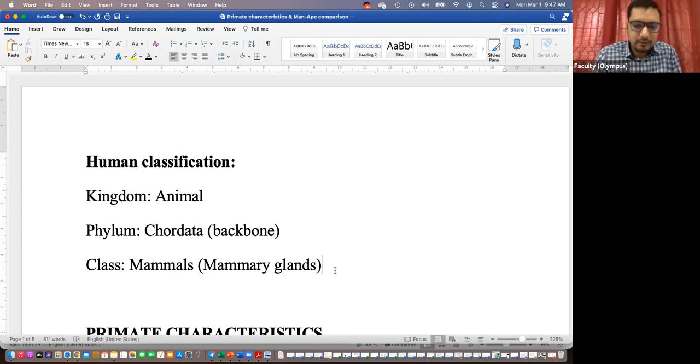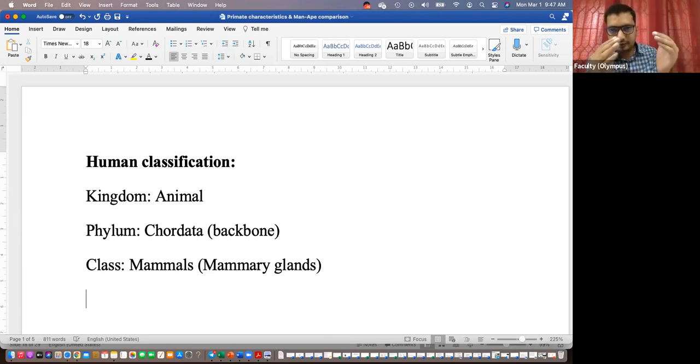So class mammals. And then as you see it, we become more and more specialized as we go down. We were all animals. Cats and us can be put together. And then backbone, we could separate them based on the presence of backbone. And then we are mammals. The way we actually raise children and have children is different. So we actually are put under mammals. So mammals, mammary glands. That is something easy for you to remember.